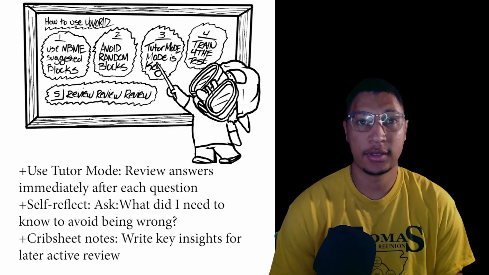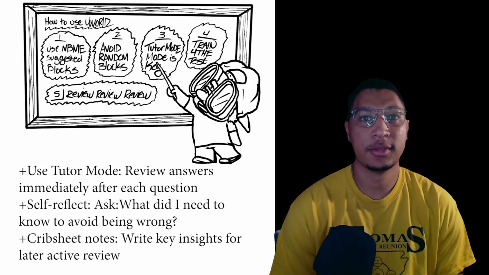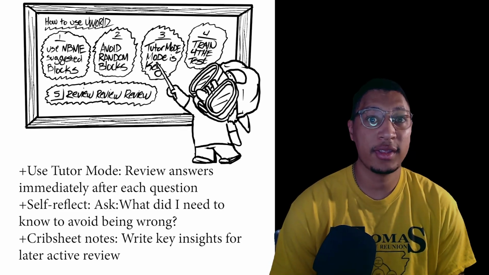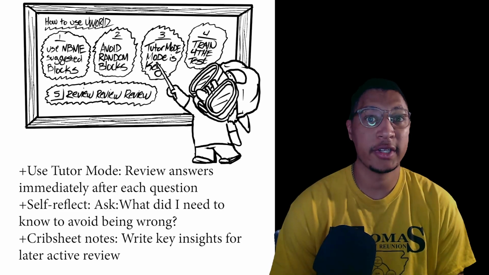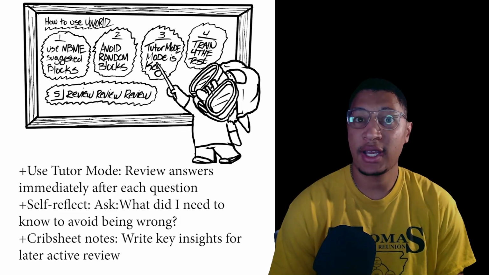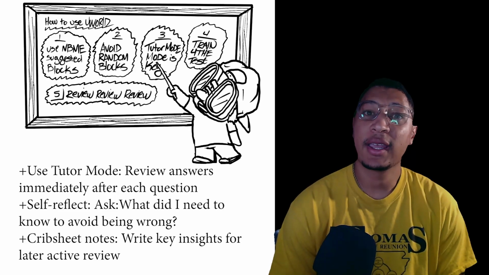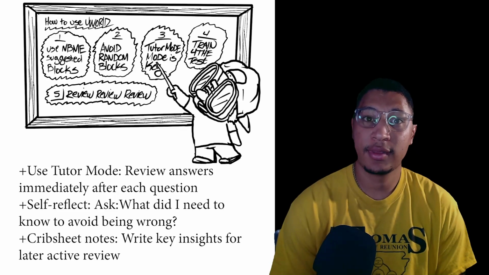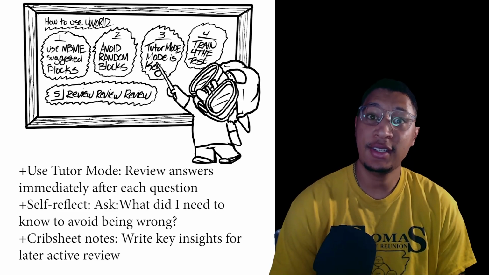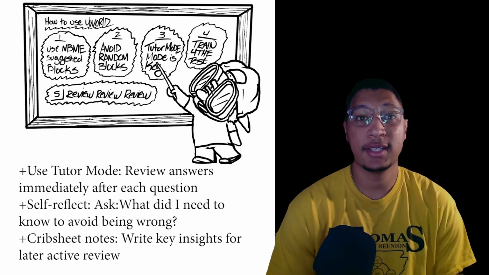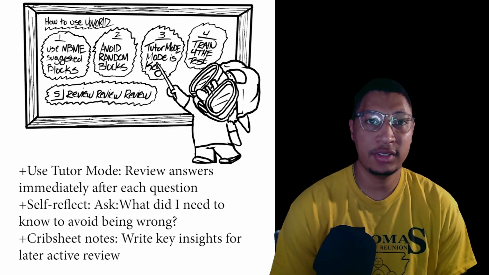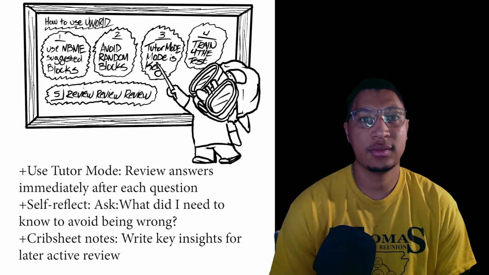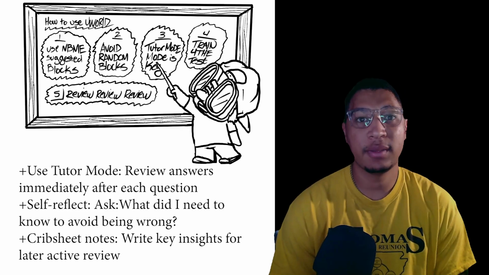Use tutor mode for learning. Always start doing questions in tutor mode. This allows you to learn as you go rather than waiting until the end of the block to review your answers. After each question, whether you got it right or wrong, ask yourself, if I got it right, what information did I know that allowed me to get the answer correctly? If I got it wrong, what information did I need to know to get the answer right in less than 90 seconds? Write down the answer to both questions and add them to your crib sheet for later review. This active engagement will help reinforce concepts and prevent passive reading.